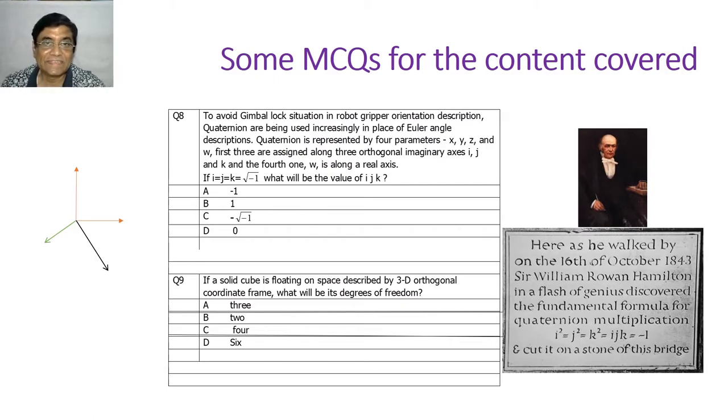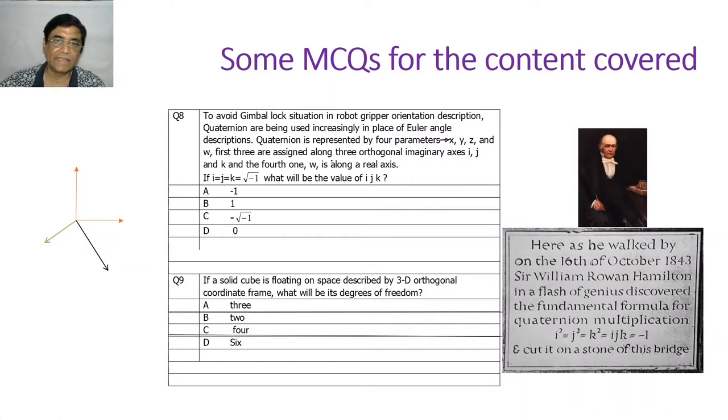Okay. So, this is a very interesting multiple choice question. And as you know, and I have several lectures on this, the question is like this: to avoid gimbal lock situation in robot gripper orientation description, quaternion are being increasingly used in place of Euler angle. Okay, Euler angle description. And quaternion is, as you know, represented by four parameters, okay, x, y, z, and w. These are all real quantity.